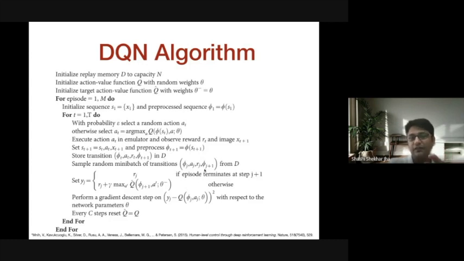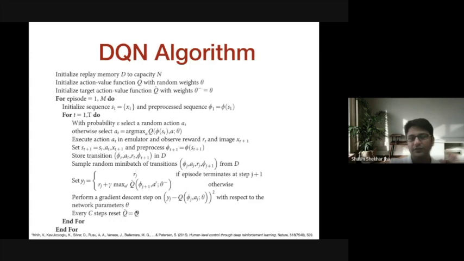If we have reached the end of the episode, then there will not be any next state, because it is the end of the episode. So we will only get the reward. Okay. If it is not the end of the episode, then we can create our target as reward plus gamma times max of the Q value from the fixed target network.